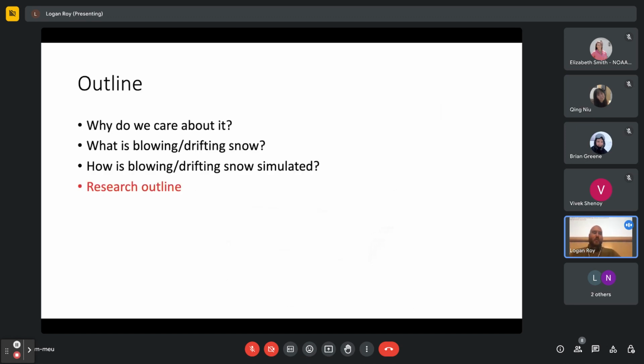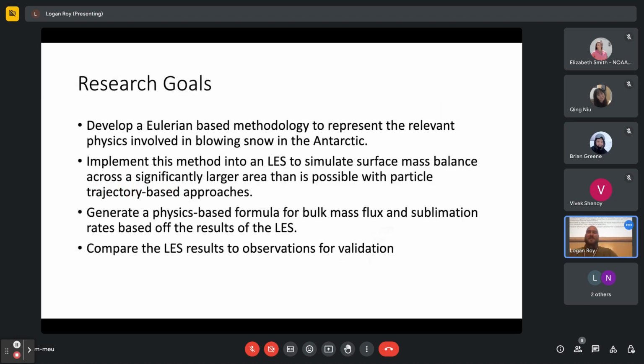I went ahead and introduced some of the specifics of what we'll be doing. The first thing we want to do is develop an Eulerian framework that we can use to represent the relevant physics, specifically in Arctic conditions, because that's where we get a lot of catabatic flows, which current theory is really predicting, makes it easy to target these kinds of intense simulations. Once we get this Eulerian framework, we want to implement that into LES and then try to simulate the surface mass balance across the largest area we can. That's to really leverage all that computational efficiency that we've bought ourselves with other practices.